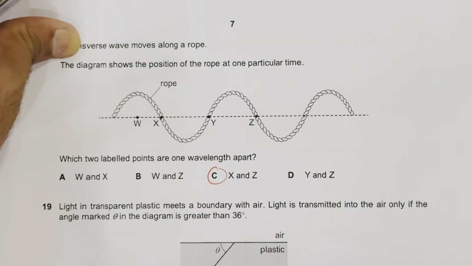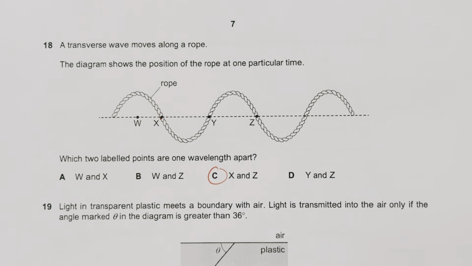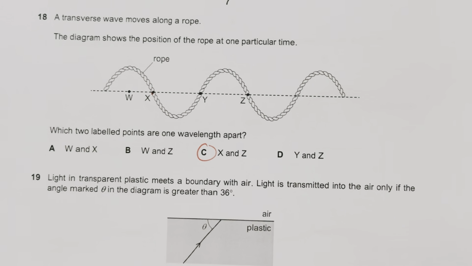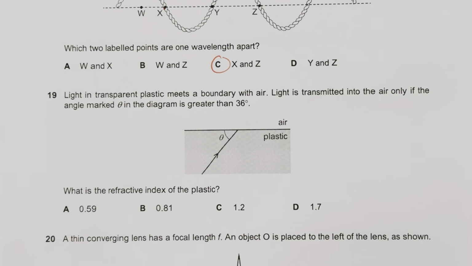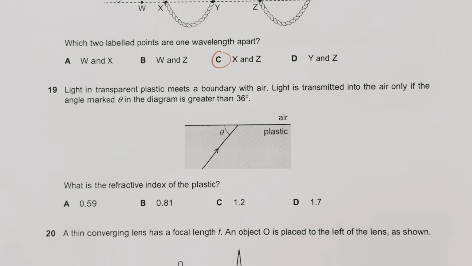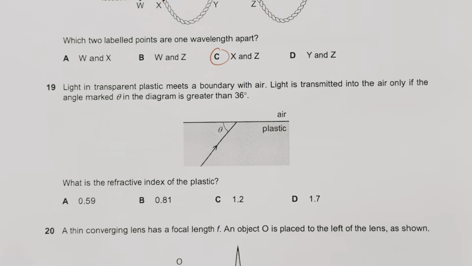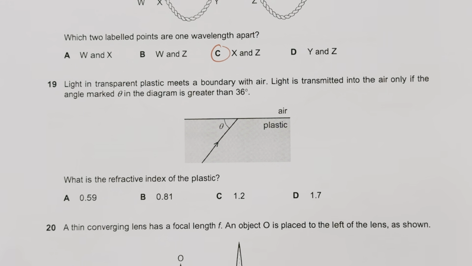Question number 19 is from the topic of light. Light in transparent plastic meets a boundary with air. Light is transmitted into the air only if the angle marked theta in the diagram is greater than 36 degrees. What is the refractive index of the plastic?